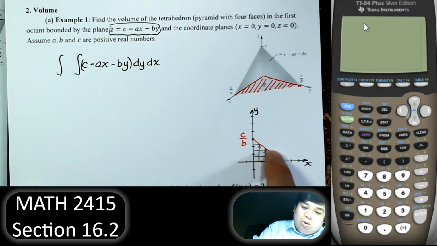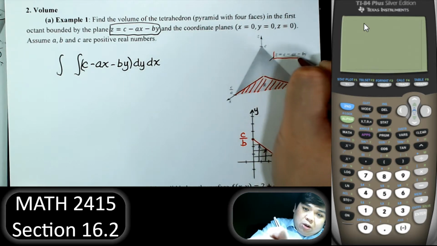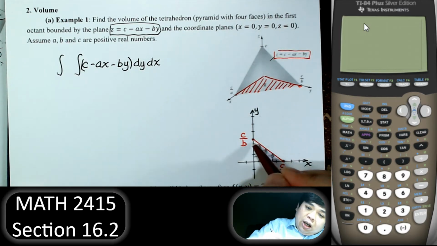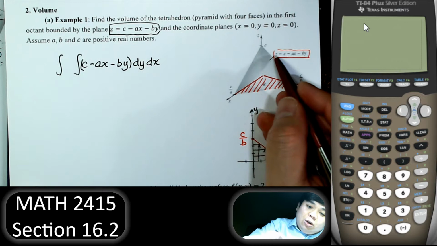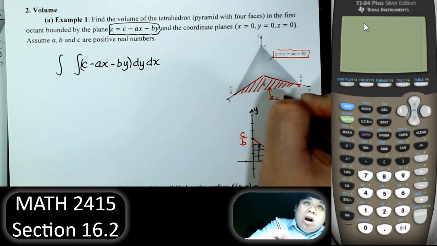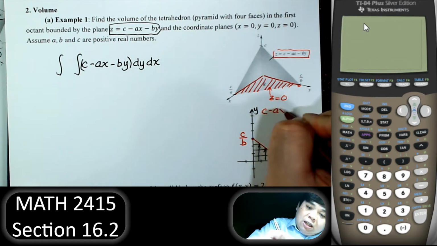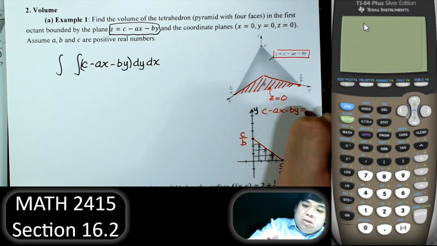What is the equation of the line here? So we look at this equation of the plane. On the xy plane, z is equal to 0, right? So this is where z equals 0, where we are on the xy plane. So we have c minus ax minus by equal to z, but z is 0.